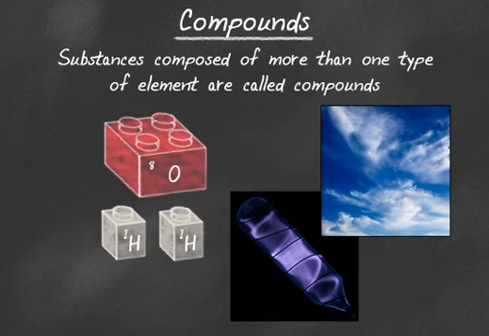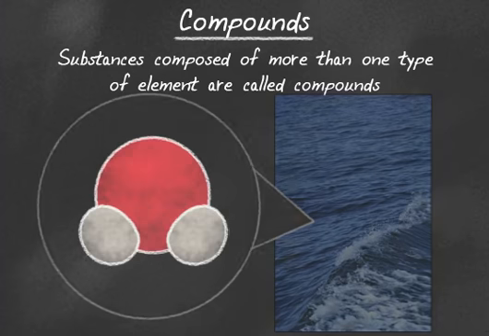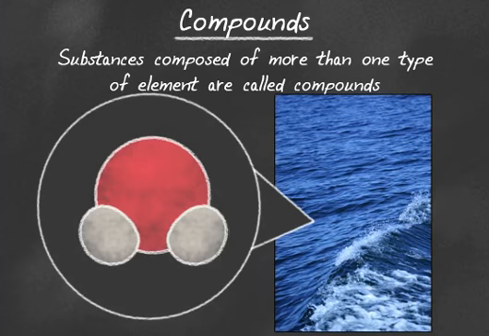Both elemental hydrogen and elemental oxygen are colorless gases at room temperature, but when they combine, they form water, a liquid compound with characteristics that are very different from either elemental hydrogen or elemental oxygen.